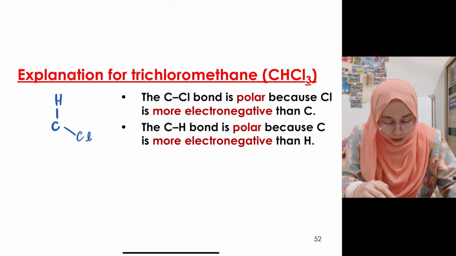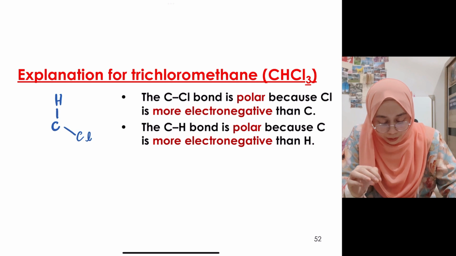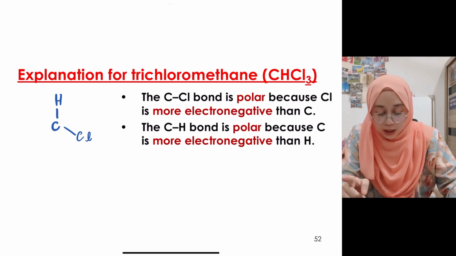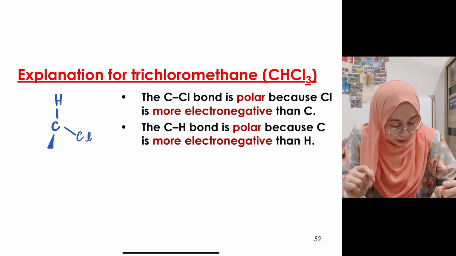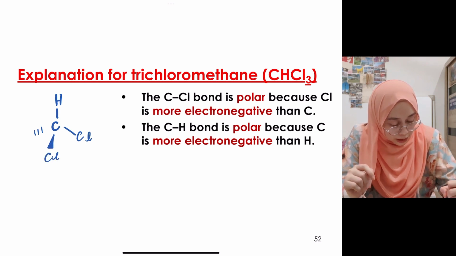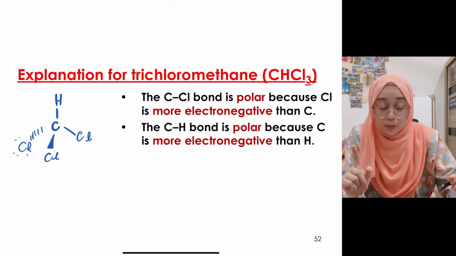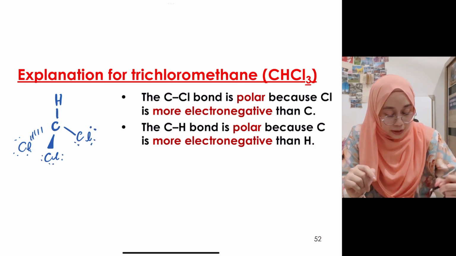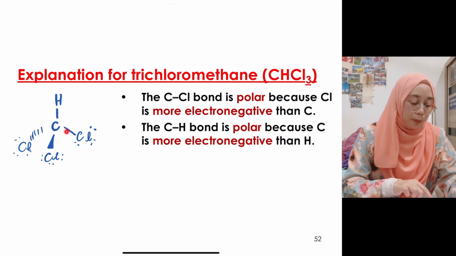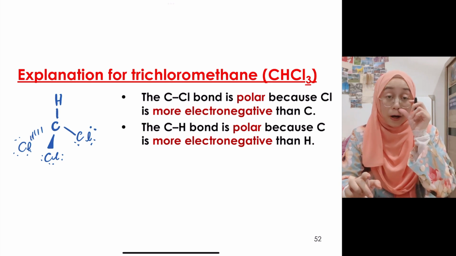CHCl bond, CCl bond is polar because Cl is more electronegative than the carbon. Meanwhile, the CH bond is also considered a polar bond, because carbon is more electronegative than hydrogen. So all the bonds in CHCl3 are polar bonds.